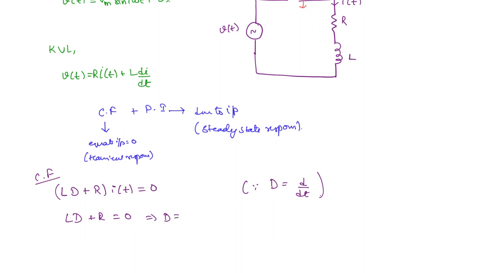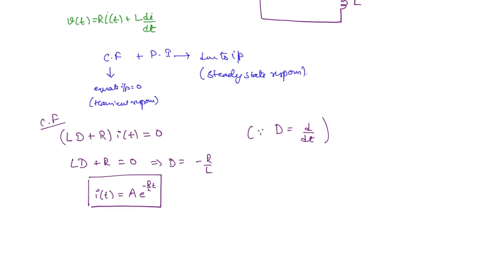This will give you D is equal to minus R by L. Now the output I of t is going to be an arbitrary constant into e to the power this root, whatever is there, that power into t. Okay, so that means e to the power minus R by L into t. So this is the complementary function.